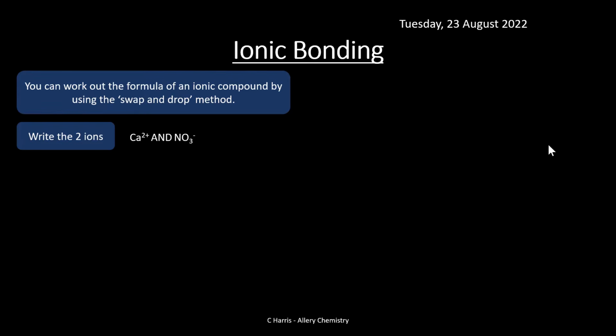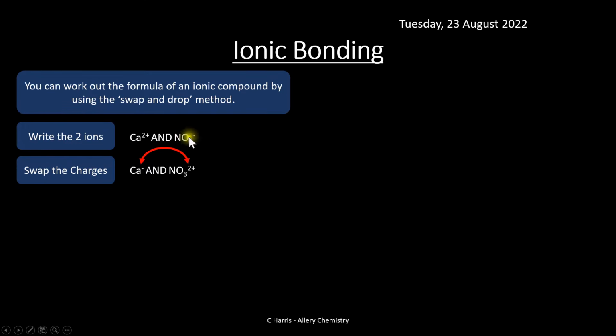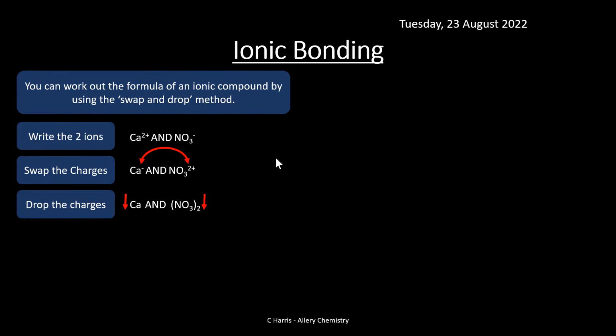So we're going to look at calcium and nitrate ions, for example, so NO3 minus and Ca2 plus. Now, if we wanted to know what is the formula of calcium nitrate, this is the way in which you could go about it. What we do is write out the ions with their charges first, and then we do a swap of the charges. So we basically move the 2 plus over to the NO3 and move the minus bit from the NO3 over to the calcium, as you can see there. And then we drop the charges. So we basically drop them so they're kind of subscripts.